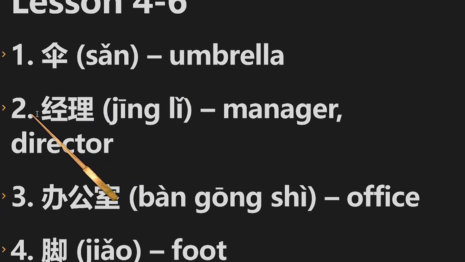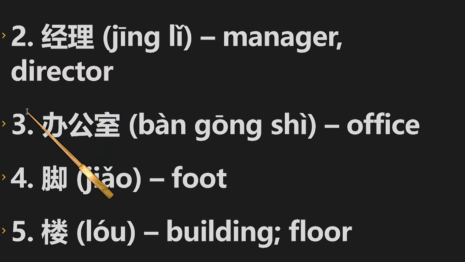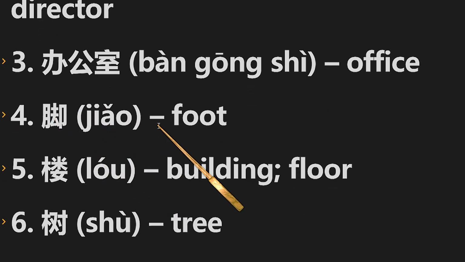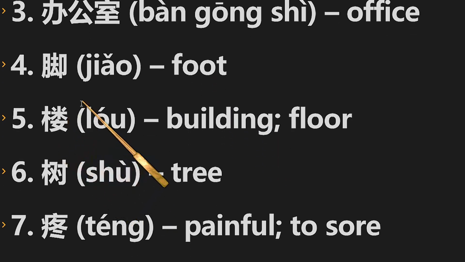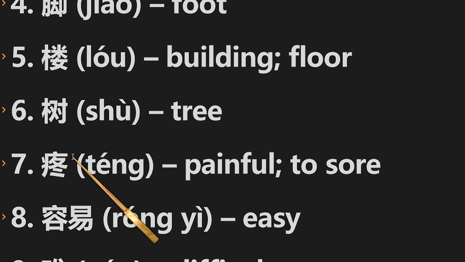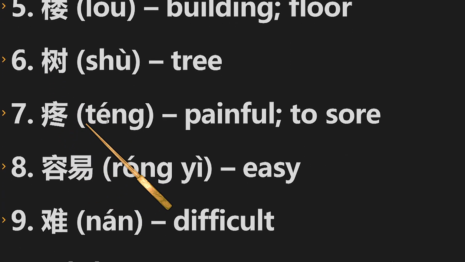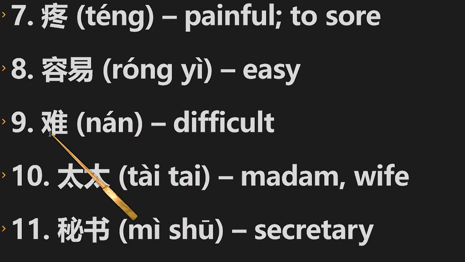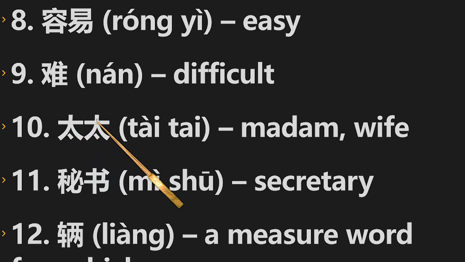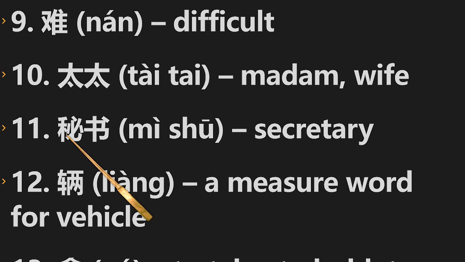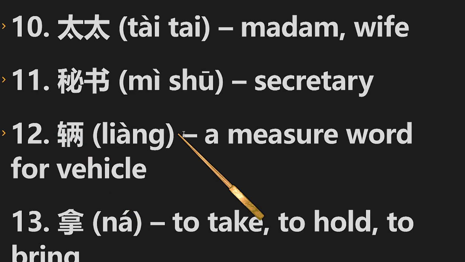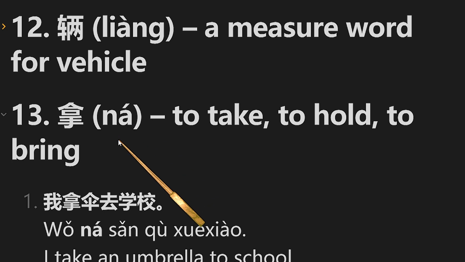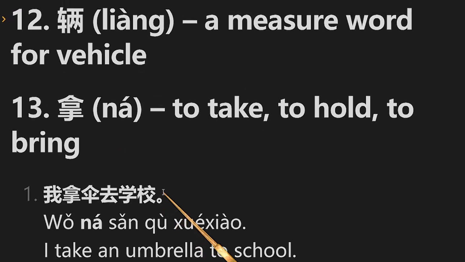Sun, umbrella, 经理 manager, director, 办公室 office, 脚 foot, 楼 building, floor, 树 tree, 疼 painful, to sorrow, it also could be a verb, 容易 easy, 难 difficult, 太太 madam, wife, 秘书 secretary, 辆 a measure word for vehicles. And the first word for today is 拿, to take, to hold, to bring, to take.